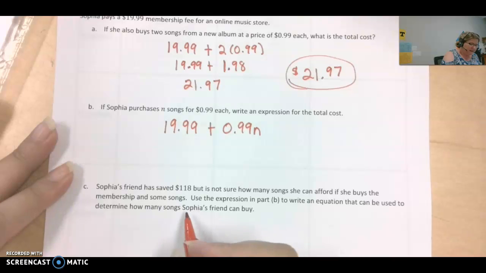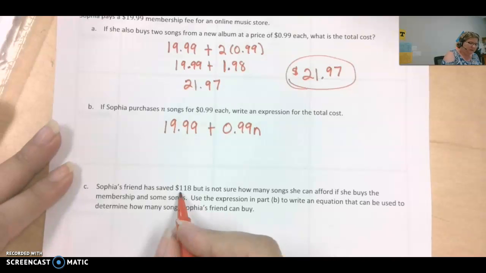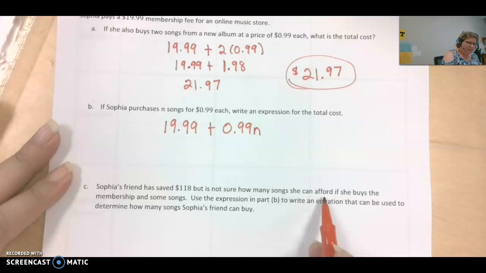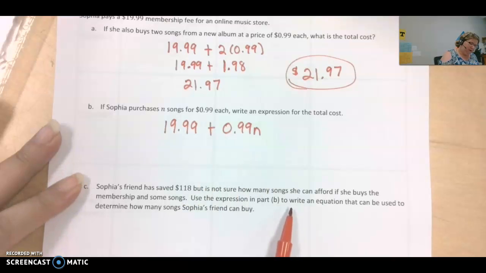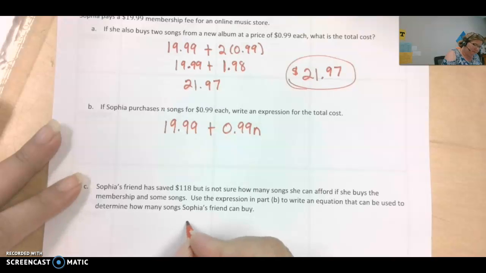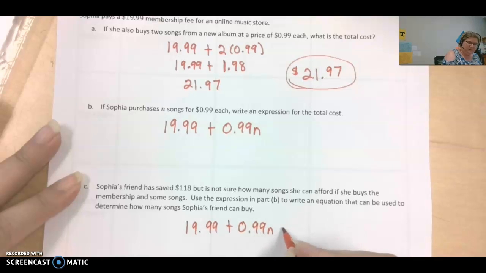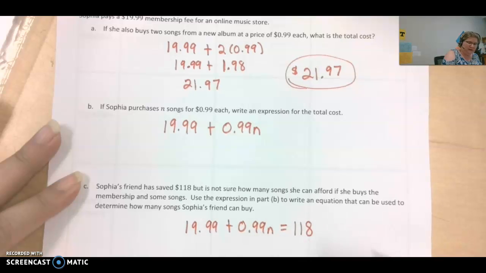Sophia's friend has saved $118, but is not sure how many songs she can afford if she buys the membership and some songs. Using the expression in part B, write an equation that can be used to determine how many songs Sophia's friend can buy. So we would have $19.99 plus 99 cents times the number of songs equals $118.